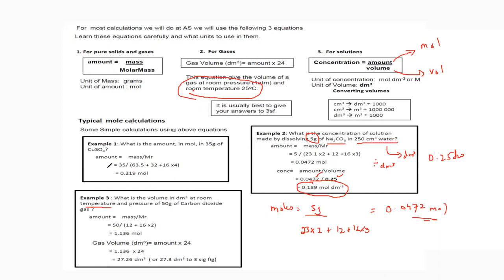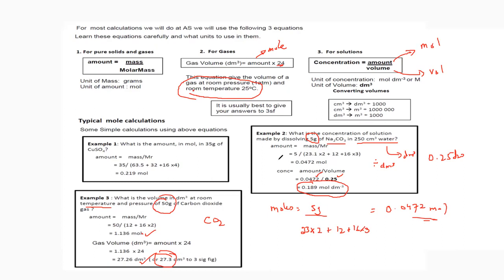So what is the volume in dm cube at room temperature and pressure for 50 grams of carbon dioxide? To use this formula, we should first know the amount, the moles, and then we multiply by 24. So from mass in gram divided by molar mass, the molar mass of carbon dioxide is 44. We divide and get 1.136. After getting the moles, multiply by 24, so we get the volume in decimeter cube. Whenever you write the answer, you should always write it in 3 significant figures. So it comes out as 27.3 decimeter cube.